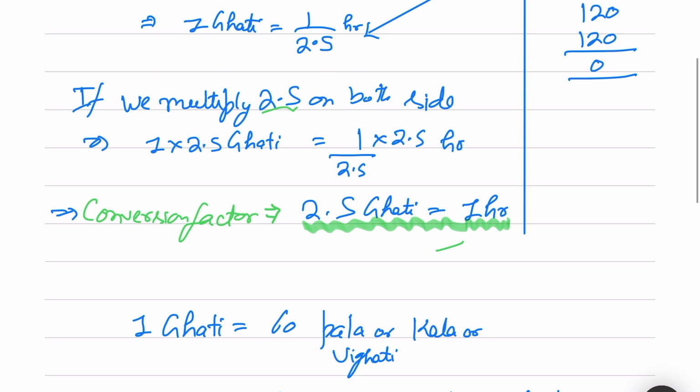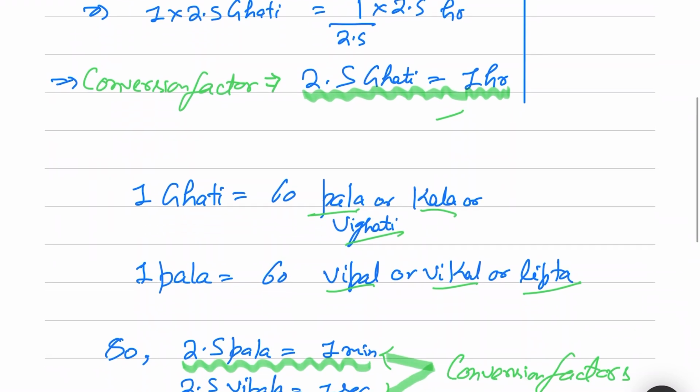Similarly, we know that Ghati is a bigger unit, while Pala, Kala or Vighati is a smaller unit. So 1 Ghati is equal to 60 Pala and 1 Pala is equal to 60 Vipala. These are like 1 hour equal to 60 minutes and 1 minute equal to 60 seconds. Similarly, 1 Ghati is equal to 60 Pala, Kala or Vighati. These are the same thing by different names, and 1 Pala is equal to 60 Vipala, Vikala or Lipta. Therefore, by using a similar conversion factor, we get 2.5 Pala equal to 1 minute and 2.5 Vipala equal to 1 second. These are the conversion factors which we need to remember when we do the calculations.